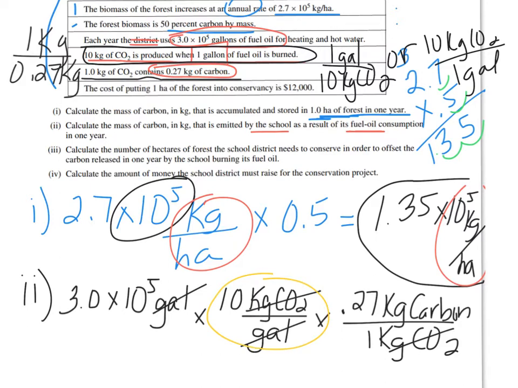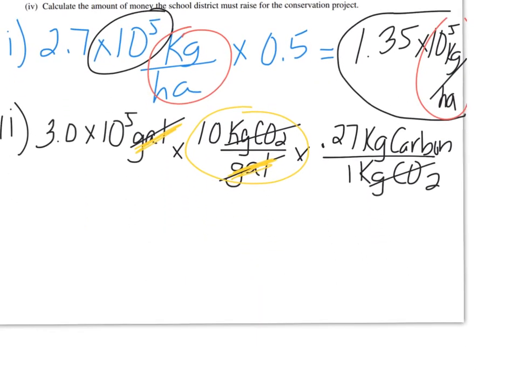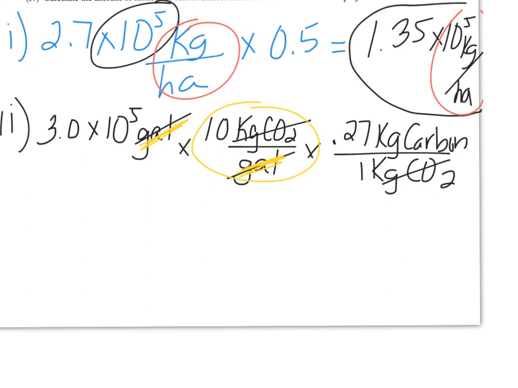And so we can use that because we want our gallons at the bottom. So we want our gallons to be able to be crossed out, and that's really, really important. So now the math is actually easy to do at this point. So I can go 3 times 10 is 30, and times 0.27, and this is times 10 to the 5th. So I multiplied 3 times 10, and then my 10 to the 5th goes down here too.